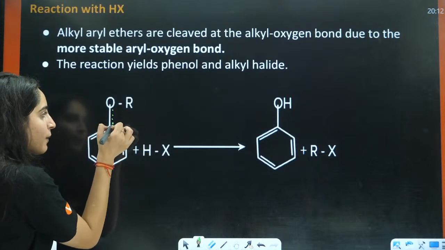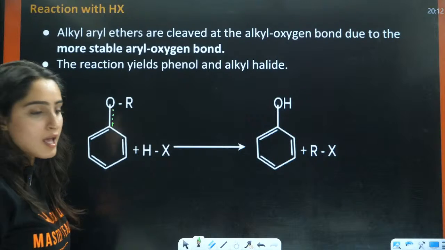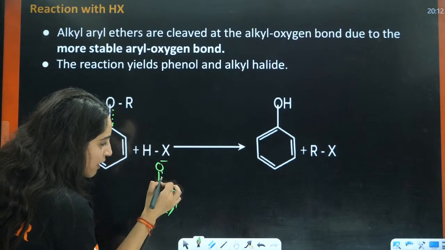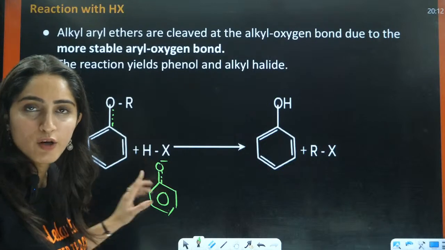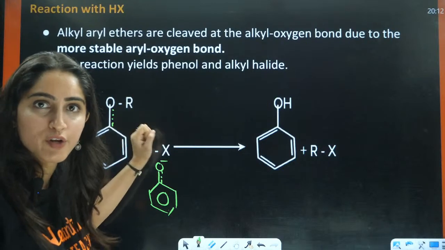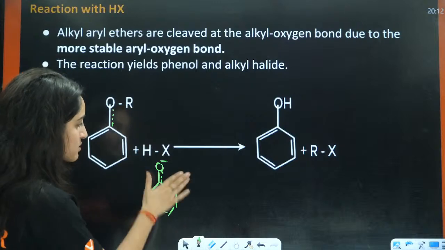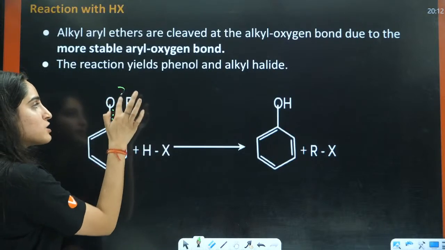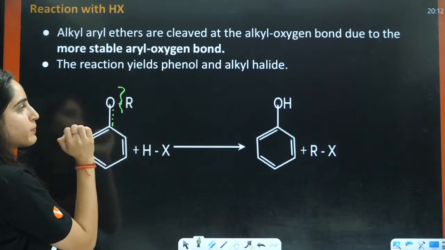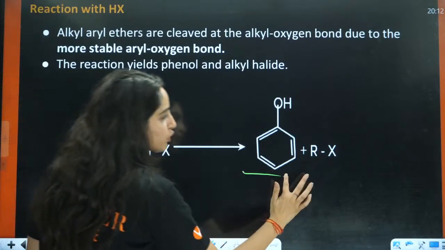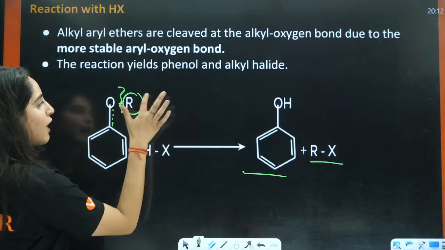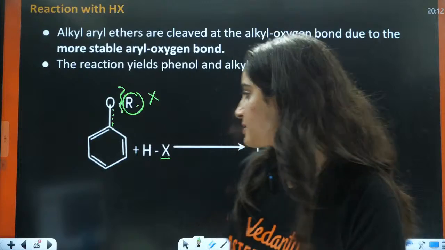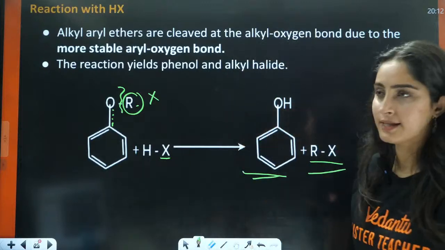here you have a double bond character. We know that in phenoxide, the carbon and oxygen have double bond character. I have drawn the resonating structures of the phenoxide ion also. Because of this double bond, it is difficult to break this bond and easy to break the other. So this bond will break, you will have the formation of phenol, and the X will attach to the alkyl group, giving RX. Hence the answer is phenol and RX.